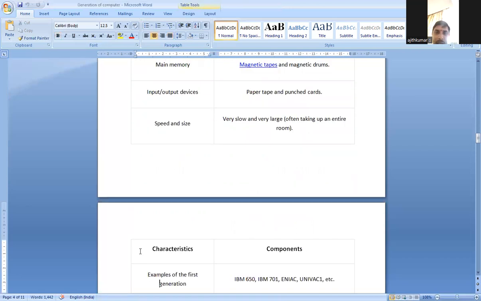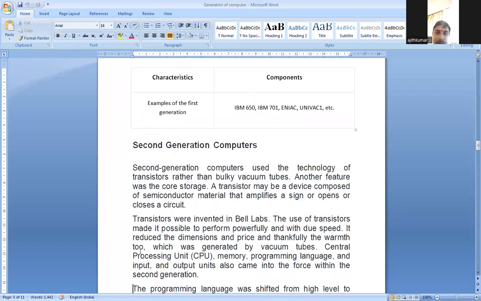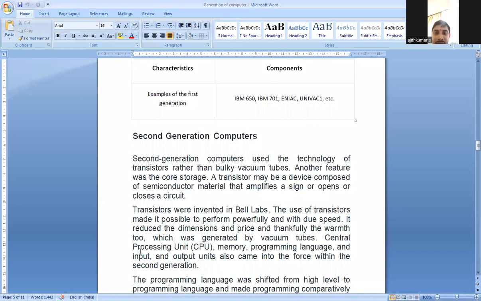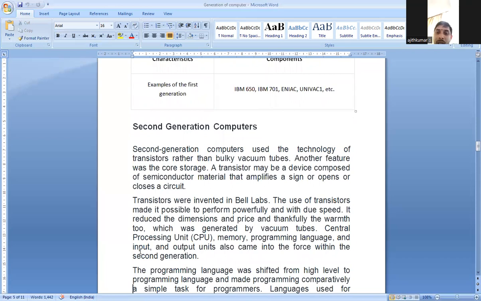Then next we see about second generation computer. It used the technology of transistor rather than bulky vacuum tubes. Another feature was the core storage. A transistor is a device composed of semiconductor material that amplifies a signal or opens and closes a circuit. These were invented at Bell Labs. The use of transistor made it possible to perform powerfully and with speed. It reduced the dimension and the price, and reduced the heat generated by vacuum tubes. The programming language and the input and output units also came into force within the second generation.